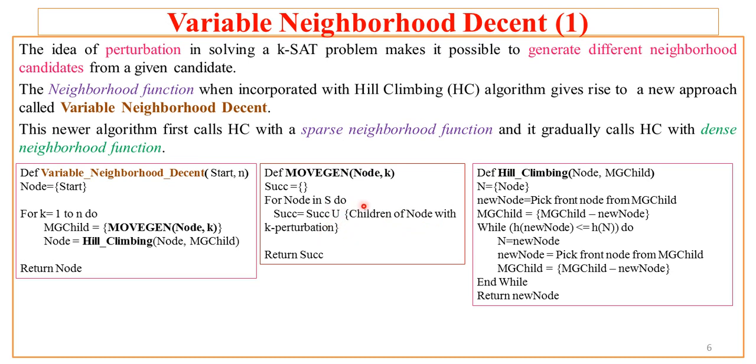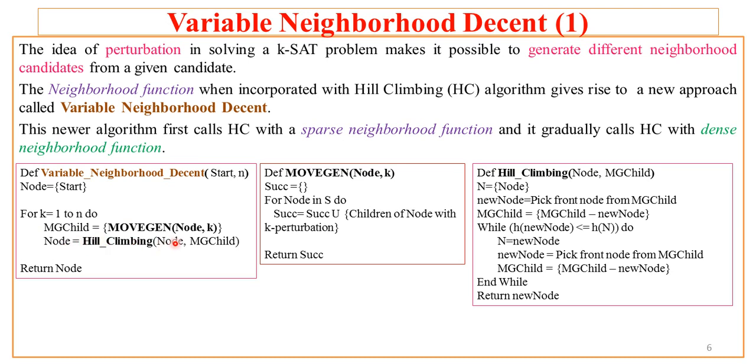So if, suppose, 5 children are generated, those 5 children with respect to the current node are returned to the variable neighborhood descent. That is, move-gen will return those n number of children to the variable neighborhood descent, and they will be stored in mg child list, that is the move-gen child list. After this, hill climbing will be called.